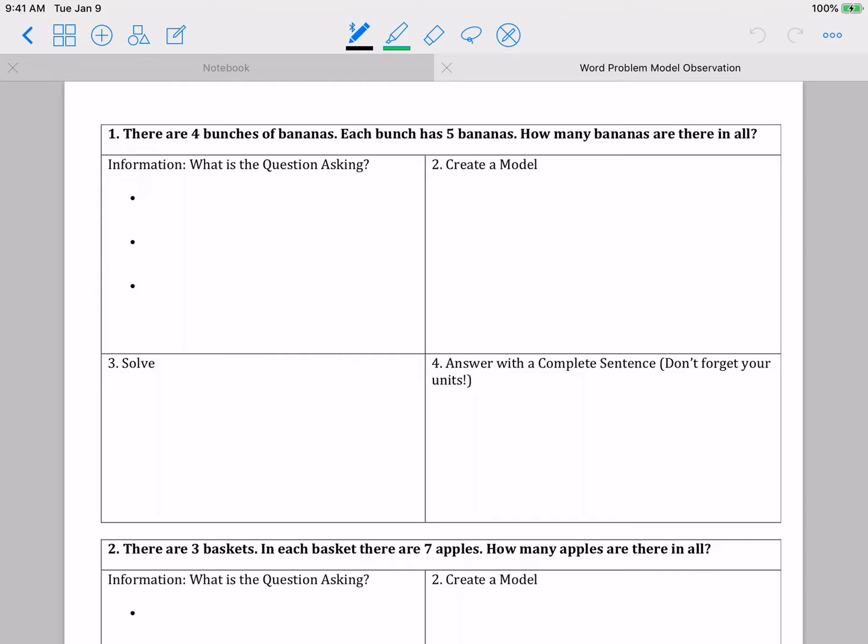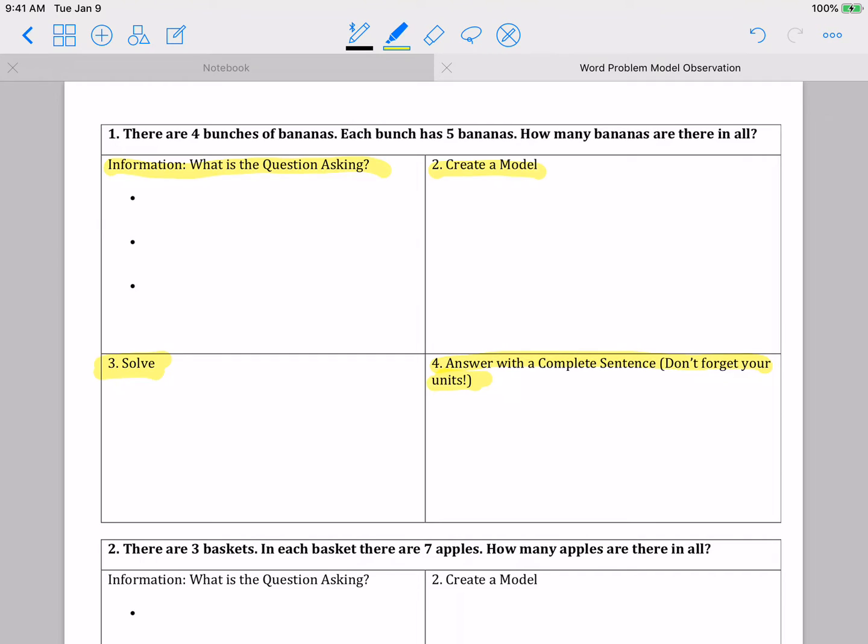So remember, this is our word problem model. We are looking for our first step, information. What is the question asking? So we're going to write bullet points down, information that we have, what the question's asking. Step 2, we're going to create a model. What does that mean? Draw a picture. Step 3, this is where you're going to solve and do the math. Number 4, answer with a complete sentence. Don't forget your units if you have them.